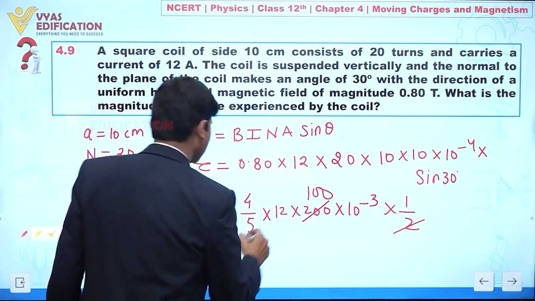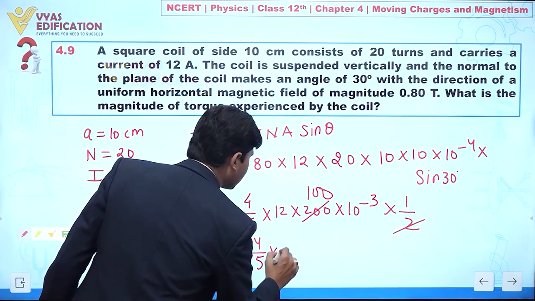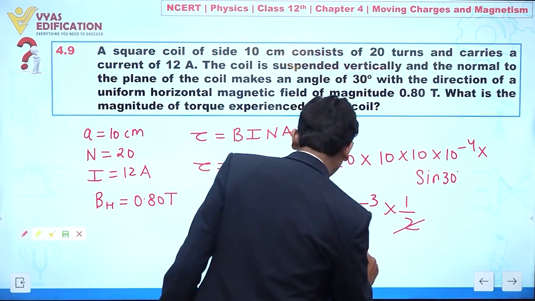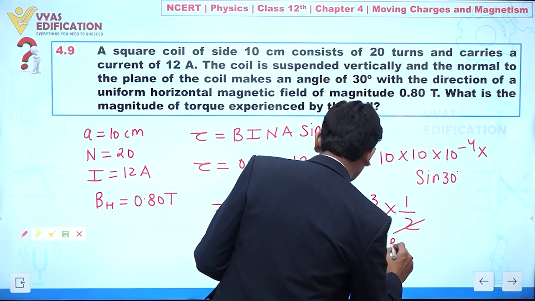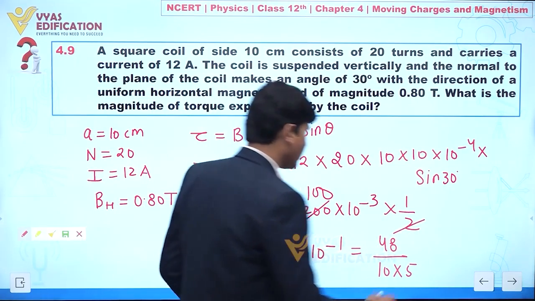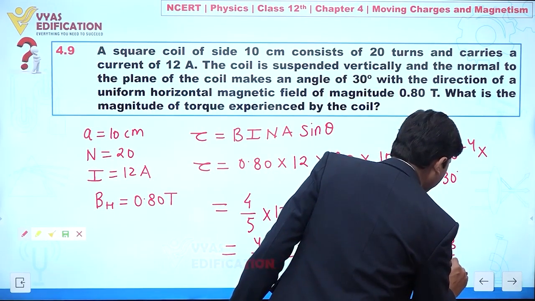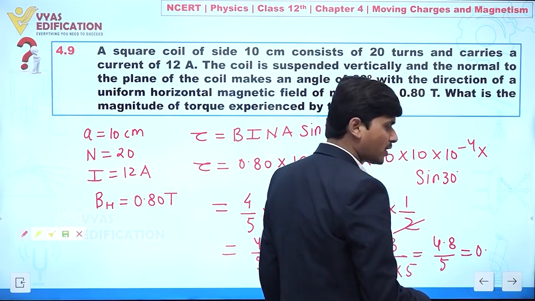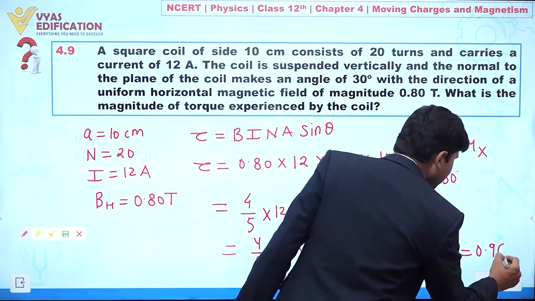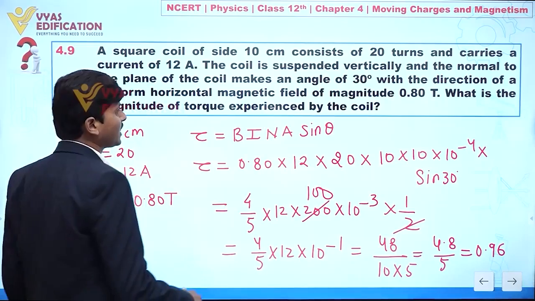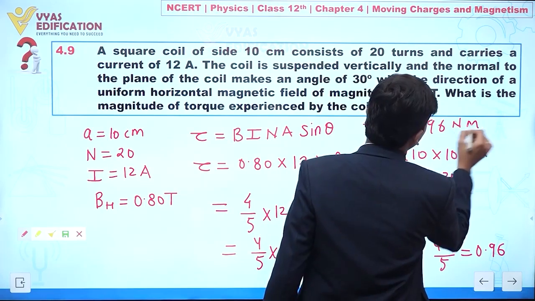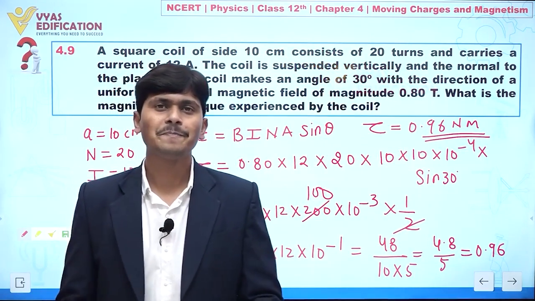So this is equal to 4 by 5 into 12 into 10 to the power minus 1. So from here we can write like this: this is 48 divided by 10 divided by 5. So we can calculate torque like this: 4.8 divided by 5. This is 0.9, and we have 3 left, so we can say 0.96. So the torque acting on that square loop is given by 0.96 Newton meter. Clear to everyone? So this is all about this question.